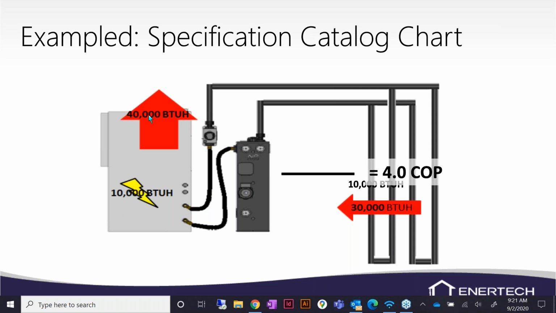Well, we're going to get to that here in a minute, Bob. That's the heat of extraction. We'll get to the calculation to figure out how much we're pulling out of the loop field in just a second.